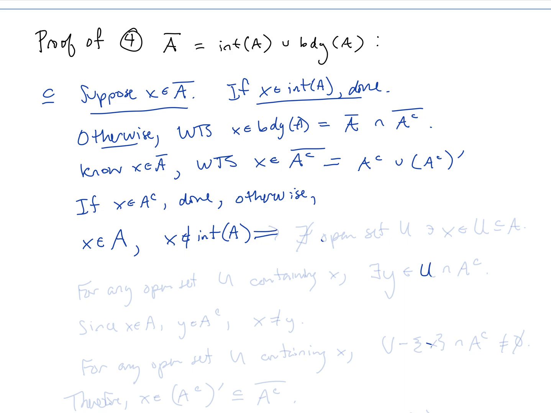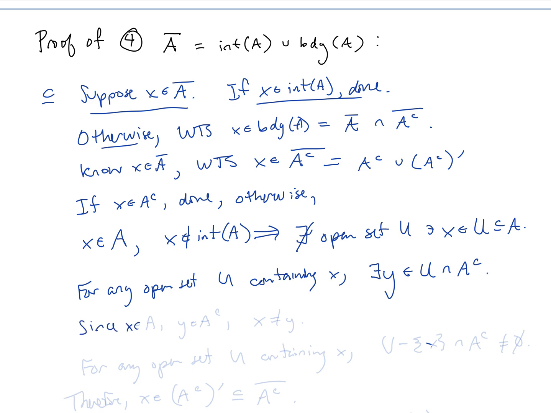If X is not in the interior of A, that means that there is no open set U such that X is an element of U, which is a subset of A. To be in the interior means there is some open set containing that point that is completely a subset of A. Hence, not being in the interior means no such set exists. So that means that for any open set U containing X, U is not completely contained inside of A. So that means that there exists some Y that is an element of U and is also an element of A complement.